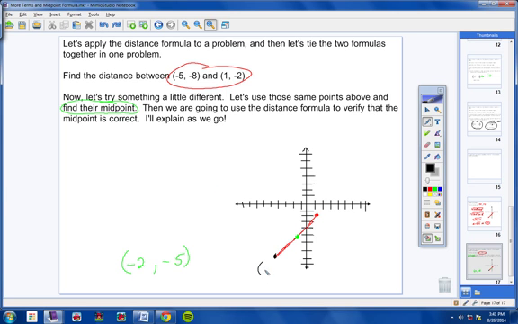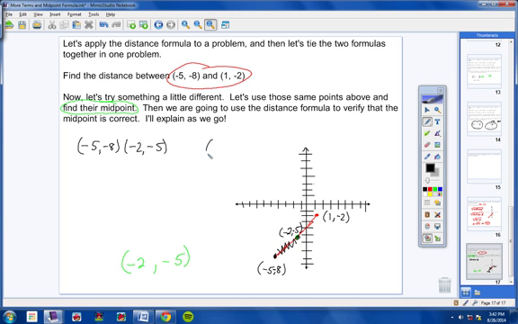This ordered pair here was what? -5, -8. Put a little negative sign there. And this midpoint here is -2, -5, right? And this point here is 1, -2. So I'm going to find the distance between -5, -8 and -2, -5. That's the distance from here to here. Got it? I'm going to find that distance right there.